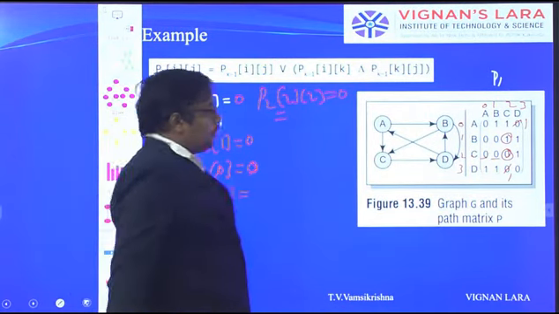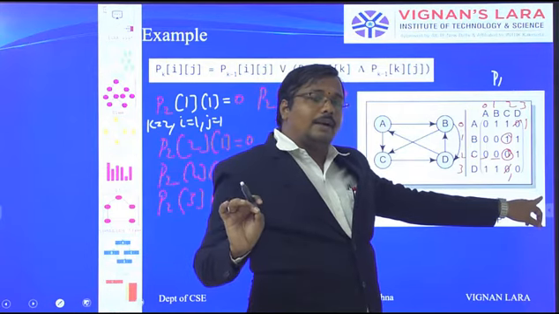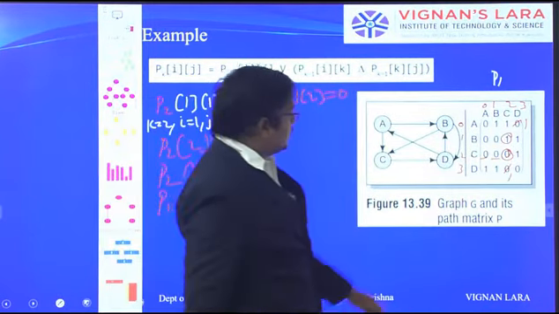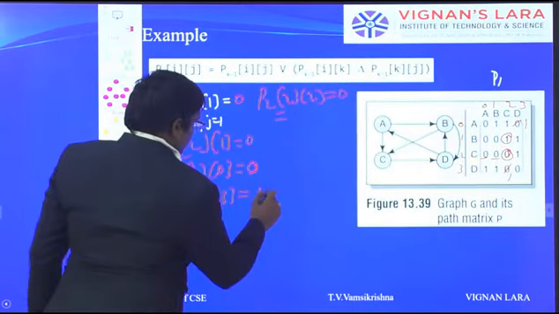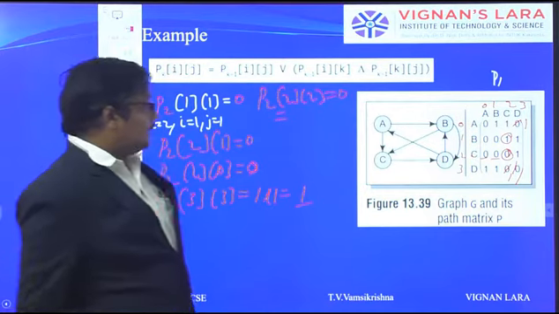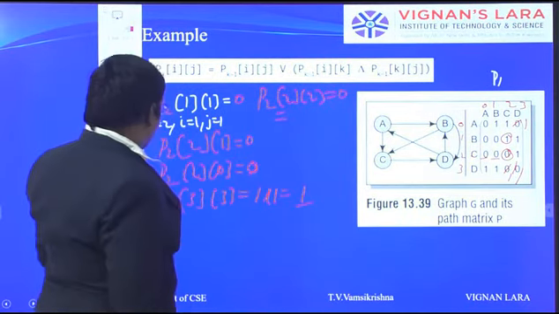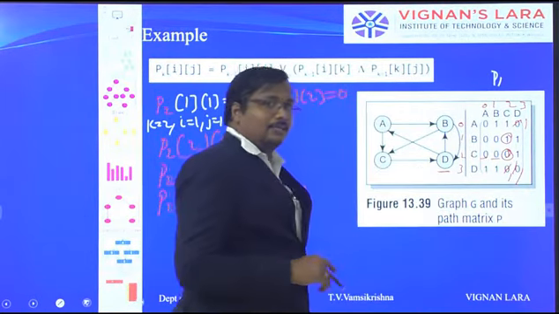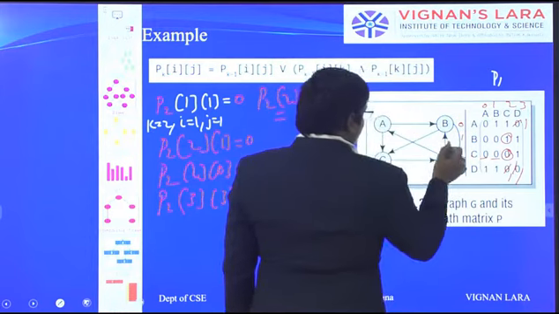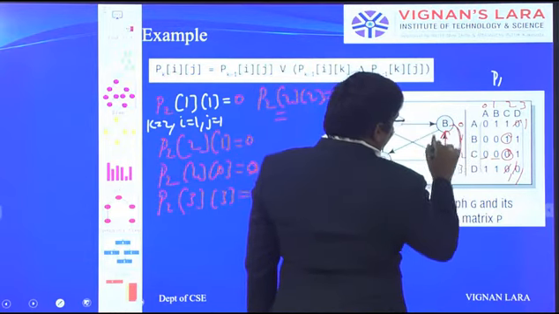Next, P2 of 3, 3 is the updation. We need to check. P1 of 3, 3 value is already 0. So via vertex 2, is there any alternate path? 3 to 2 is 1, right. Next, 2 to 3 is 1. Super. So this value is updated to 1. Like that, for each and every entry, we need to find out whether there is an alternate path. See, here also clearly, 3 to 3, meaning D to D, is there an alternate path? Yes. What is the path? 3 to 2 means D to B. D to B is an edge. Next, B to D is an edge. That's why D to D is an edge. That's why it is 1.